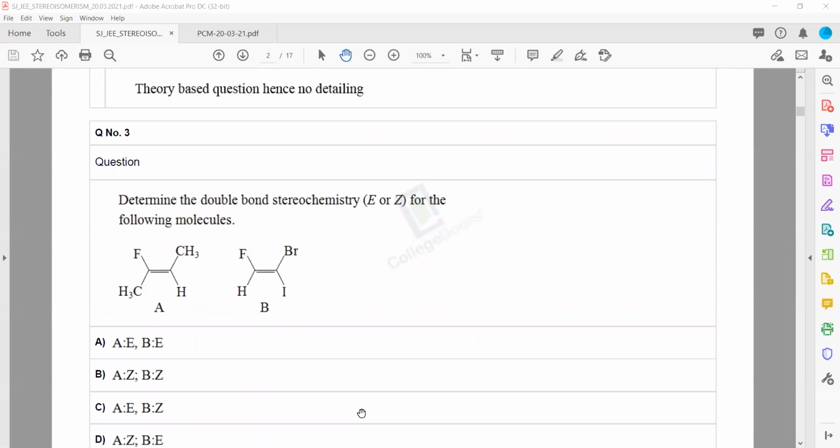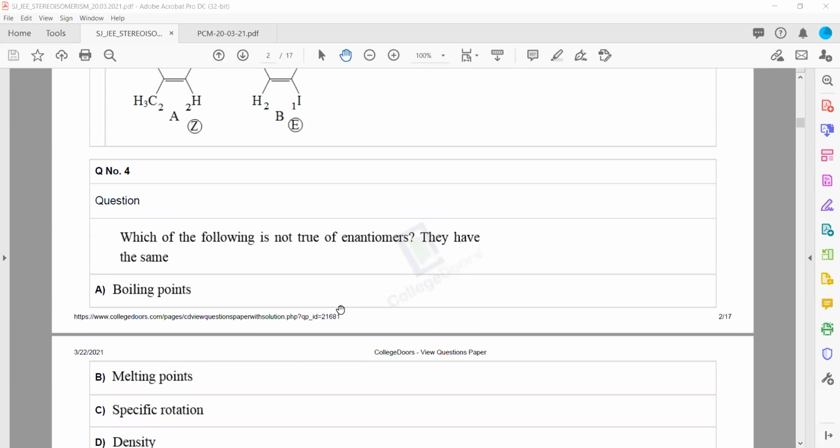Next one, EZ configuration. EZ is dependent on priorities based on atomic number. Fluorine versus carbon, fluorine has priority. Carbon versus hydrogen, carbon has priority. If the two higher priorities are on the same side, they are friends, indicated by Z. Here, fluorine has priority over H and iodine has priority over bromine. Now, if the two higher priorities are on opposite sides, they are enemies, indicated by E. So the combination is Z and E, option D. Is this okay? Wherever you have a doubt, please interrupt and tell me.